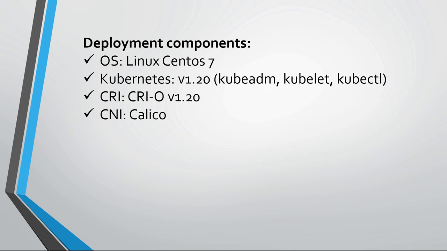And by the way, both CRI-O and Kubernetes must run at the same version. So if you are intending to install Kubernetes version 1.20, then the CRI-O engine should always and only be the same version, version 1.20. Keep this in mind, and we will go through this in the preparation script. So let's go ahead to the demo.